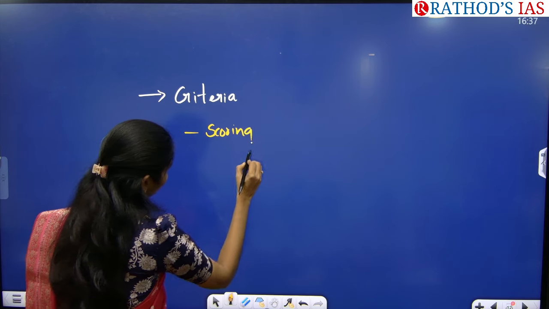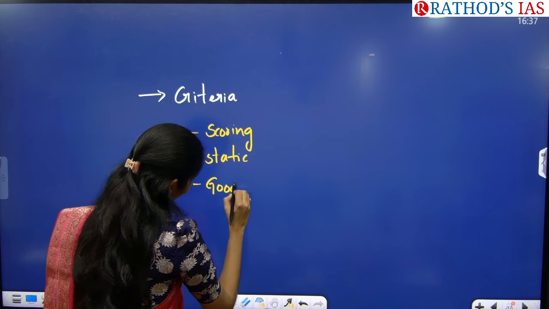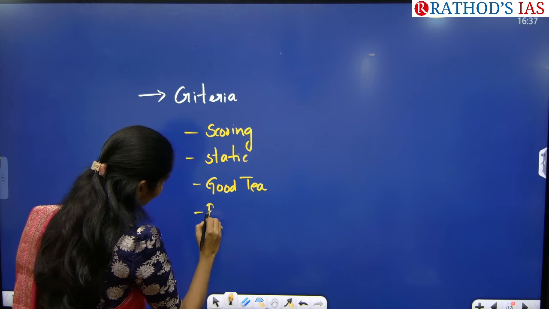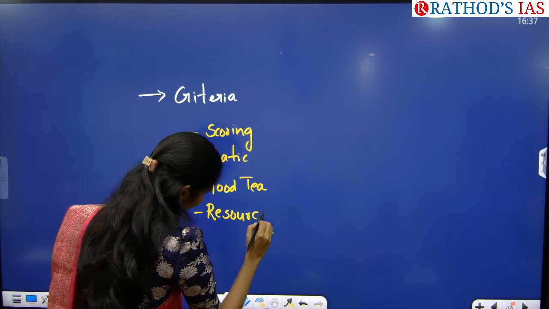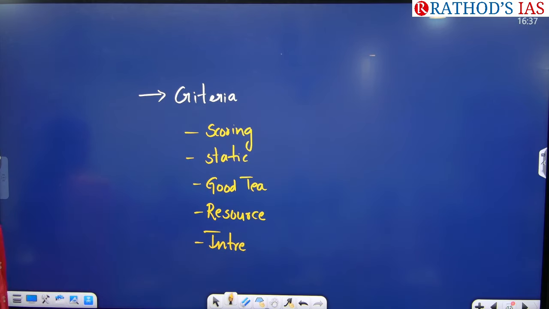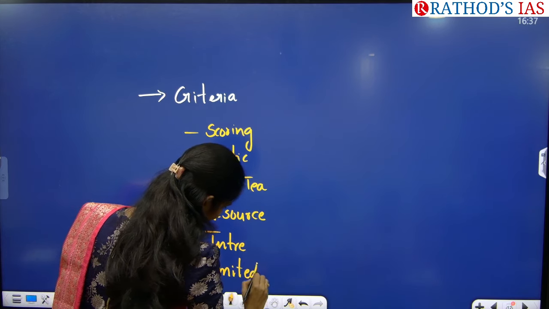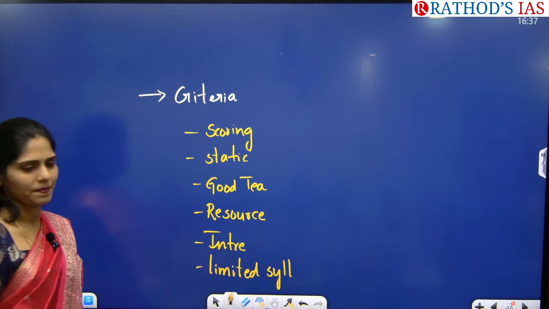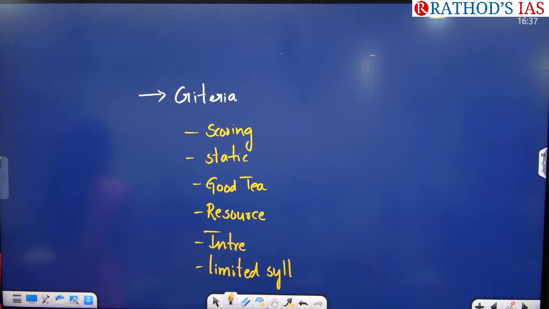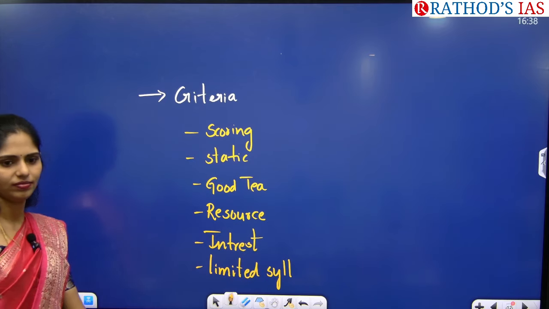Static. Good teacher and good mentor. Next. Resources should be available in the market. Next. Interesting. Next. Limited syllabus. Next. Any more things that you want to add to this list? Interest, scoring, static, good teacher, resources, limited syllabus. Next. Anything?